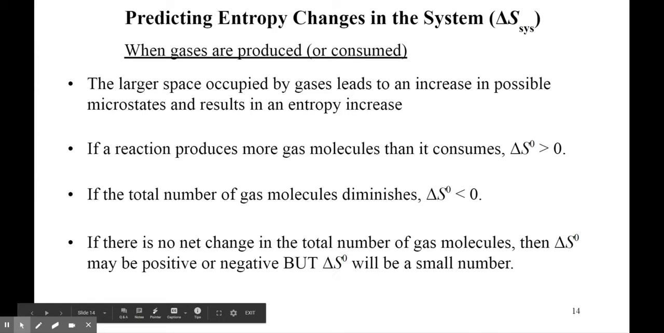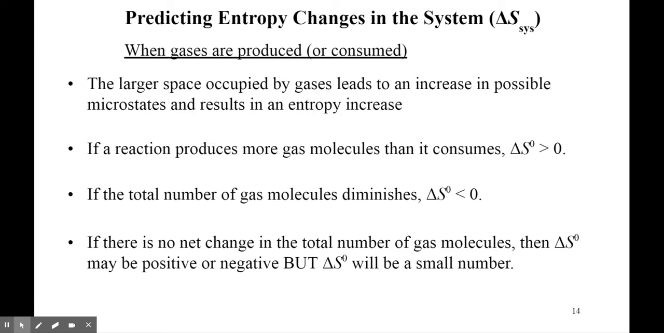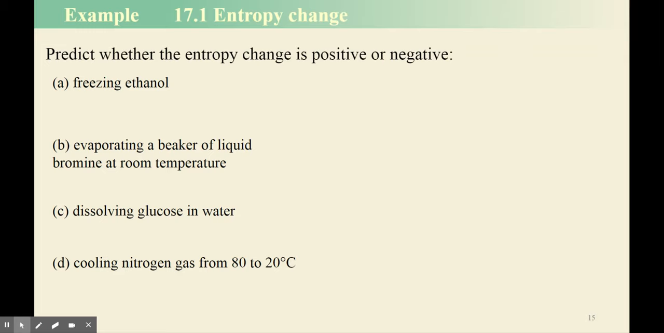If the number of gases goes down, it'll probably have a negative entropy. If there isn't a net change, if the number of moles of gas changing is zero, then you could bet that it's probably going to be a relatively small delta S, but you wouldn't really know whether it's positive or negative. So here's where I would put some of you on the spot in class and say, hey, predict whether the entropy change would be positive or negative. If you'd like, you can pause the video and work these out yourself. Go ahead, do that.